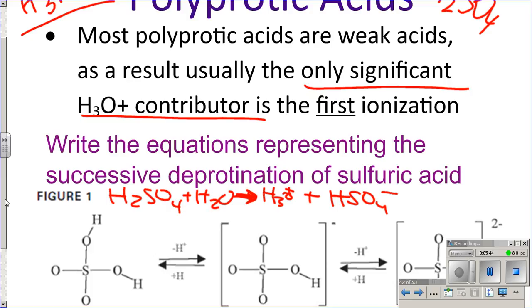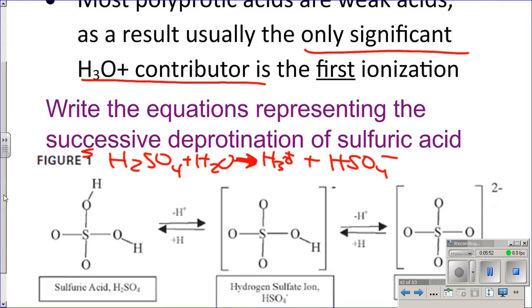Why? It's a strong acid. That is the only reason I'm writing this, because this is a strong acid. That's one of your 6 strongs, yeah? Otherwise, if it were weak, which this next thing that I'm going to ionize will be weak, we would be doing double-headed arrows. So that's the first deprotonation.